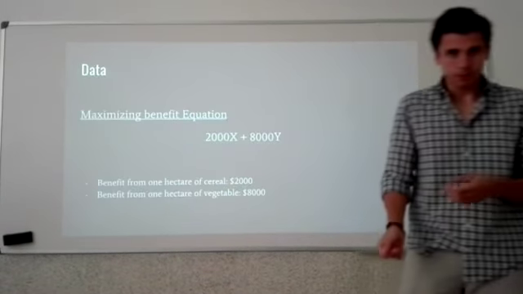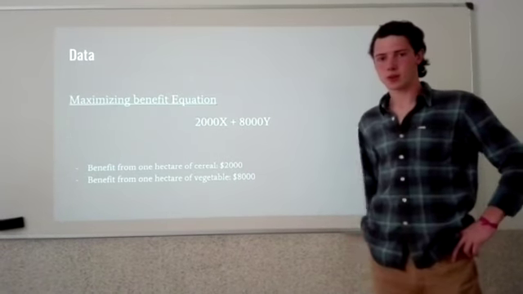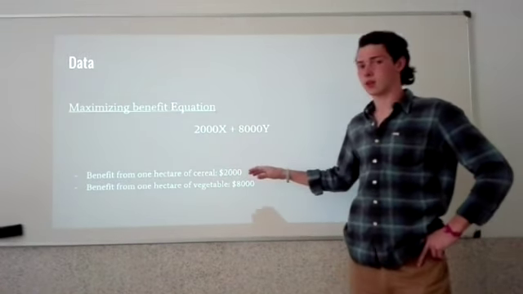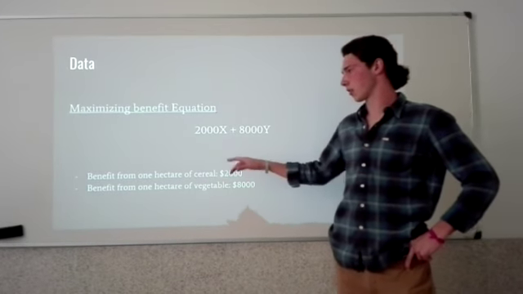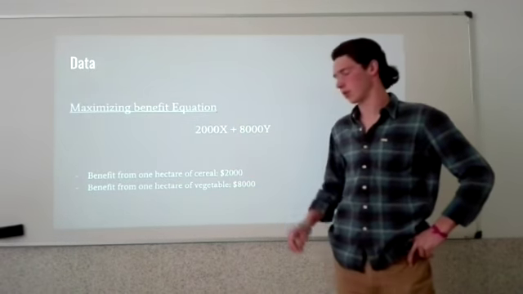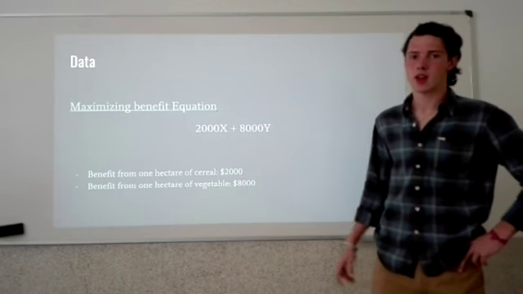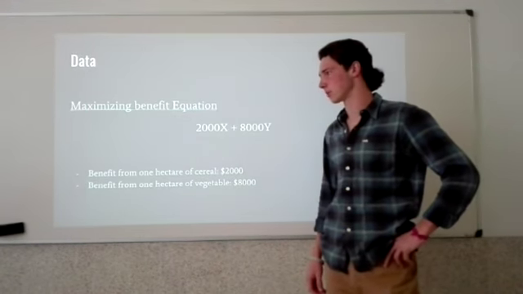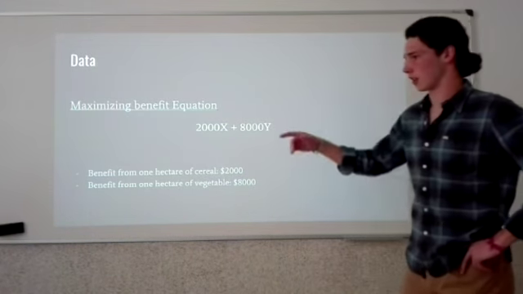Okay. Go ahead. The benefit maximizing equation is 2000x plus 8000y, and that's because the benefit of 1 hectare of cereal is $2,000, and $8,000 is the benefit of 1 hectare of vegetables. And so, next slide please, Bobby.